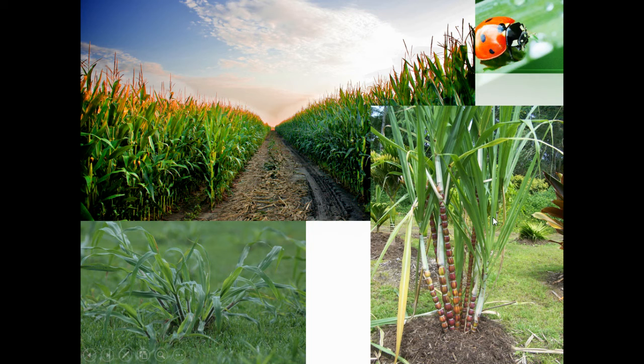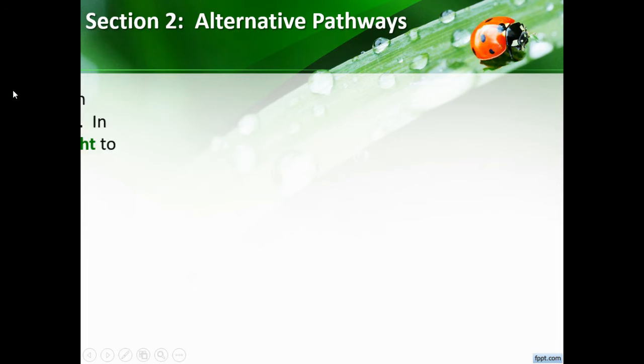You got your corn up here. This is sugarcane, and this is what crabgrass is. You probably have this in your yard outside.